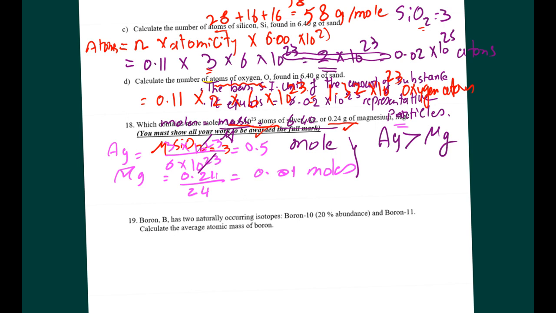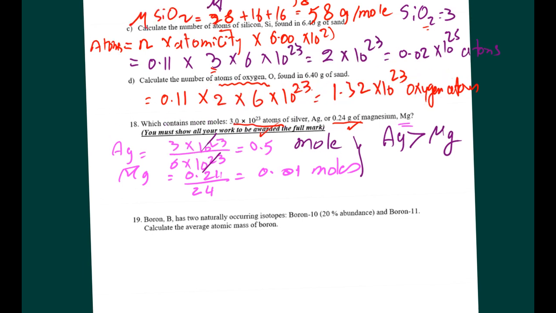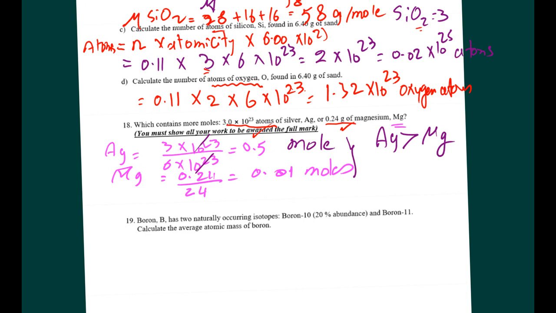Boron has two naturally occurring isotopes, 10 of an abundance of 20% and 11. Okay, and you are asked to calculate the average atomic mass of boron. Average atomic mass equal the mass of each isotope times its abundance. So the first isotope is 10, its abundance is 20, plus second isotopic mass is 11, its total abundance, remember, it's 100.